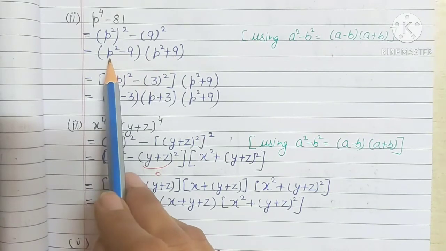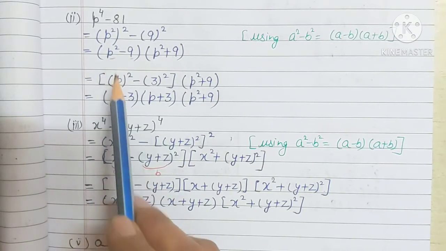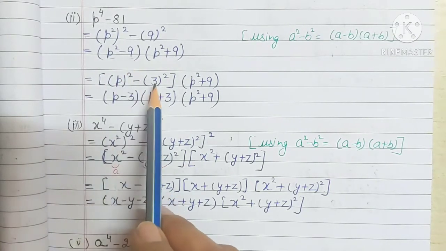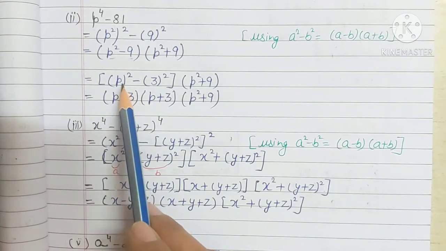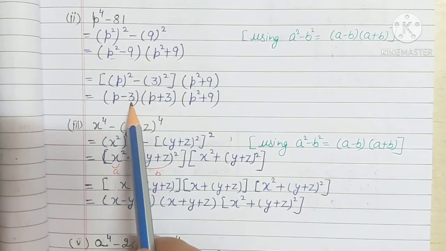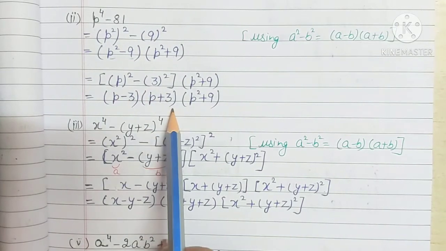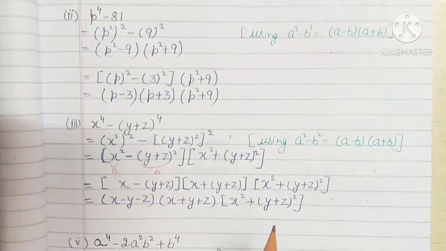So students, again this can be converted into the form of a square minus b square. How? I can write it as p square minus 3 whole square. So what will it be? It will be further factorized as (p minus 3)(p plus 3). So this is the irreducible form.